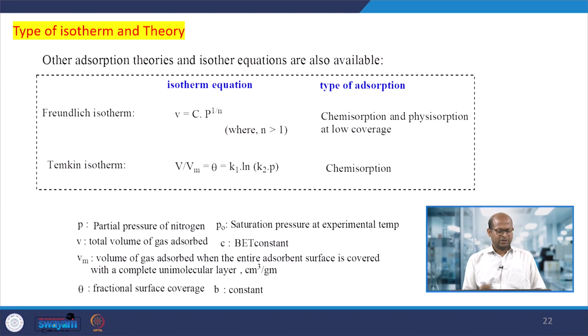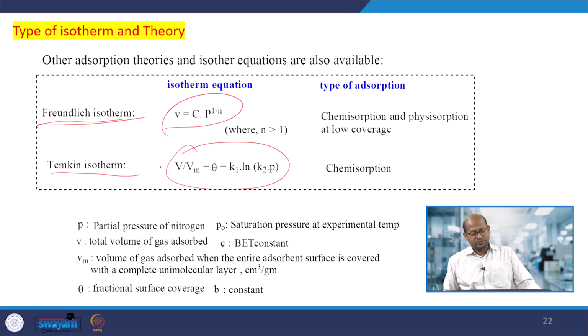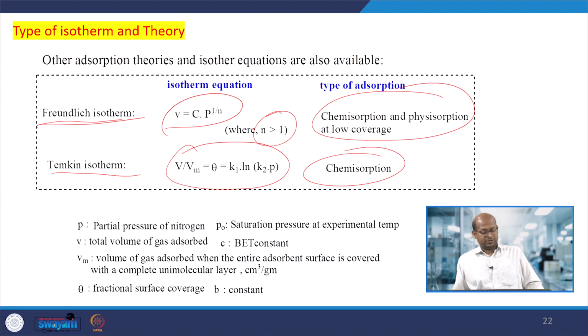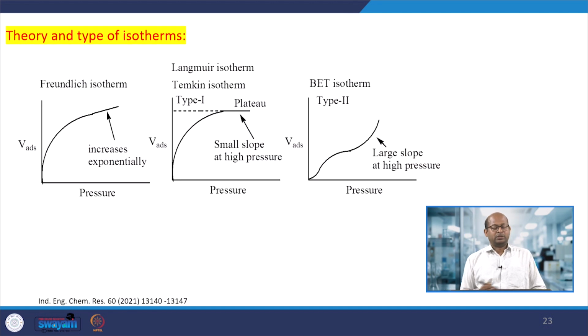There are some other theories also, I said, the Freundlich and Temkin isotherms. These isotherm equations were used, and this theory was based on chemisorption and physisorption at low coverage, here greater than one, and in the case of Temkin it is based on chemisorption. Here are the isotherms; initially I said Langmuir isotherms.